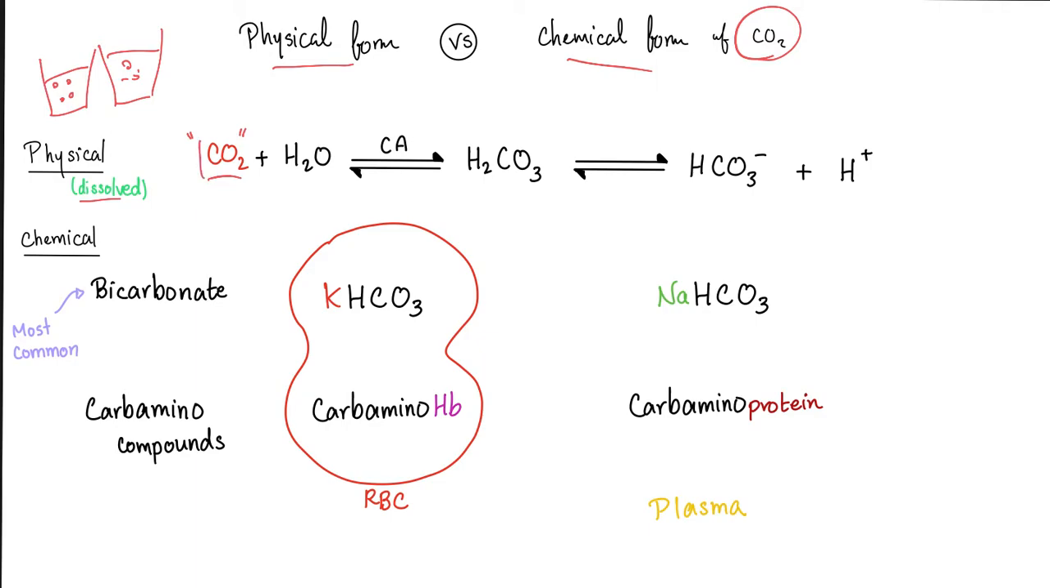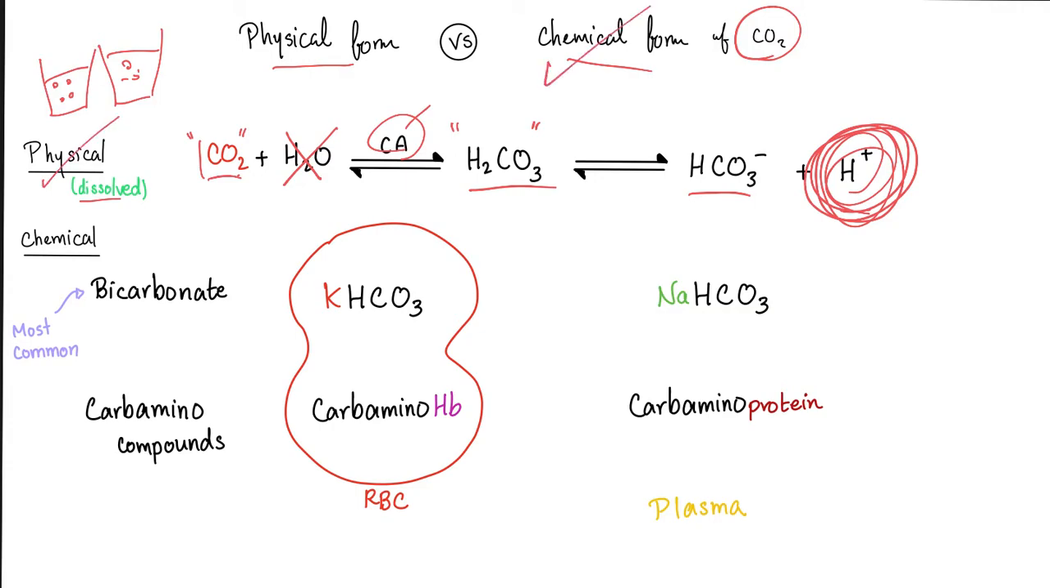But when you put CO2 in water, yeah, it gets dissolved, but something horrible is going to happen. Acidosis. Why? Because you have an enzyme called carbonic anhydrase. Anhydrase will take the water out of the equation and form another compound that does not include water, which is called carbonic acid. Carbonic acid will then be dissociated into bicarbonate and the nasty acid. This was the physical form.